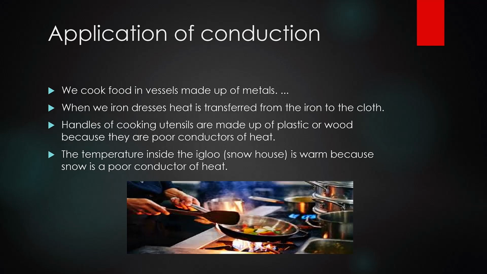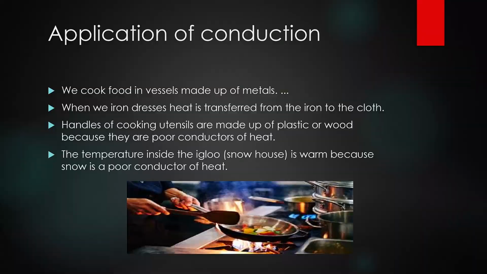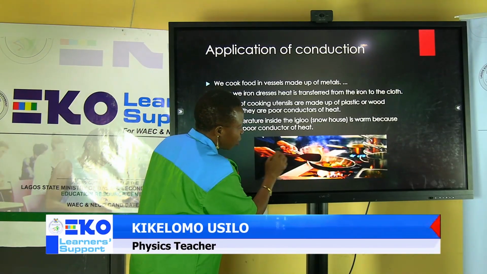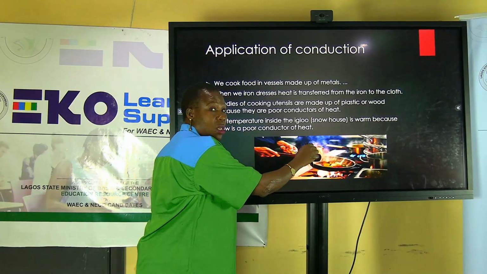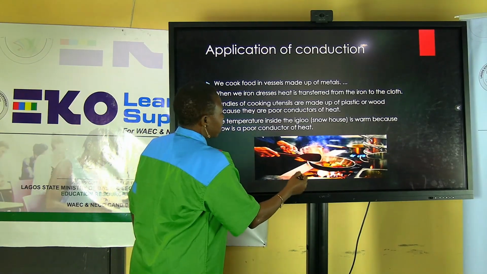Then the temperature inside the igloo, which is a snow house, is warm because snow is a poor conductor of heat. And this is an example of what we have here. You can see that the turning spoon is also made of wood instead of metal, and the handle is also made of what? Plastic. But the source itself is made of a metal, which conducts heat.